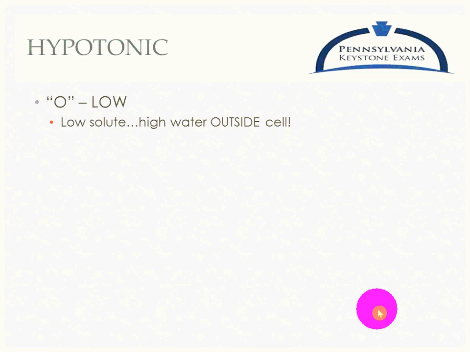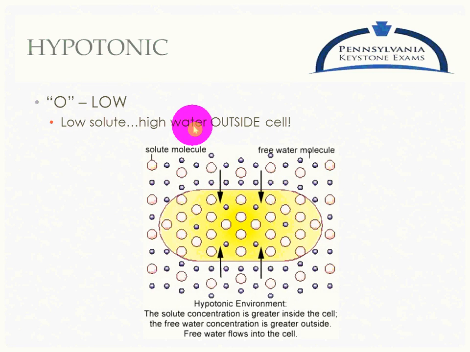So in a hypotonic environment, outside the cell, we have low solute. But remember, we don't care about the solute as much. We just want to think about the solute in relationship to water. So if the solute is low, the water is going to be high. They're always going to be opposite. It tends to look something like this.